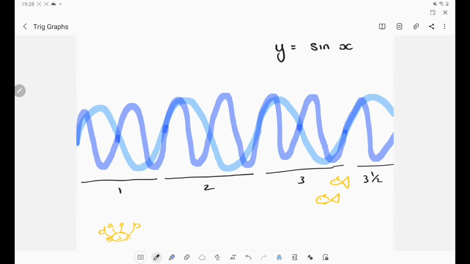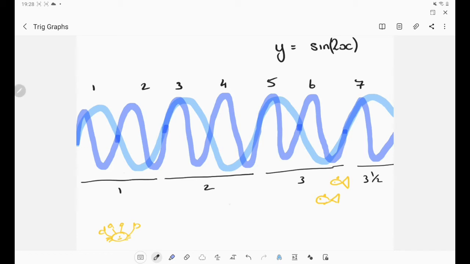Now, if we look at the purple ones, how many purple sine waves do we have? 1, 2, 3, 4, 5, 6, 7. So we have twice as many sine waves in the same space. And the way this affects our formula is we put a little 2 in front of the x. It's affecting the x-axis, so what you'll often see is brackets around the 2x to let you know which variable the 2 is affecting.